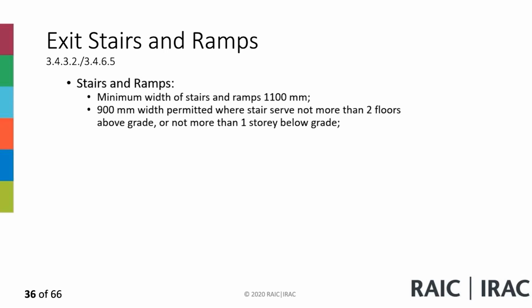Now, if we go to 3.4.3.2 and 3.4.6.5, there are minimum requirements for widths of stairs and ramps, with a minimum of 1100 millimeters, 1.1 meters. There is an allowance of 900 millimeters for stairs that serve no more than 2 floors above grade, or not more than 1 story below grade.